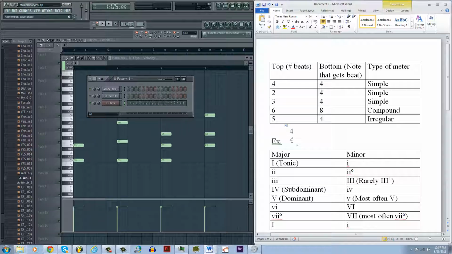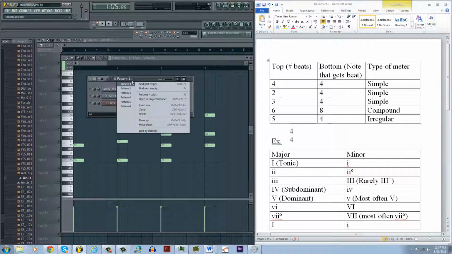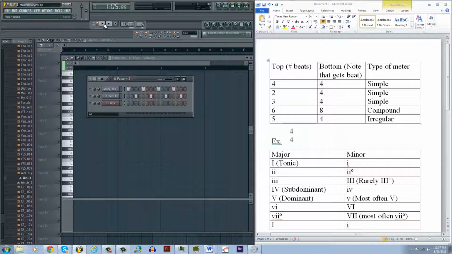A simple meter is one where the top number is 2, 3, or 4, and the beat naturally divides into 2. Here's an example of 4/4. 1, 2, 3, 4, 1, 2, 3, 4, 1.